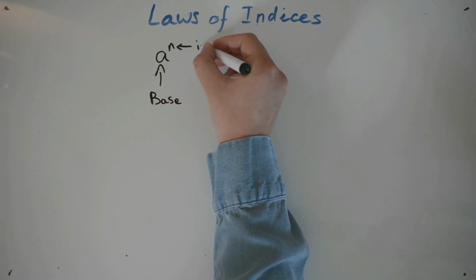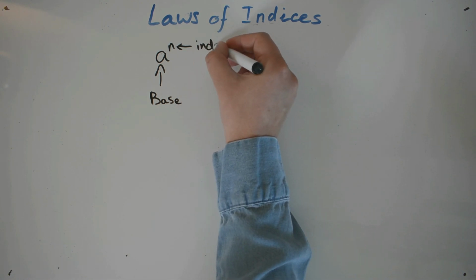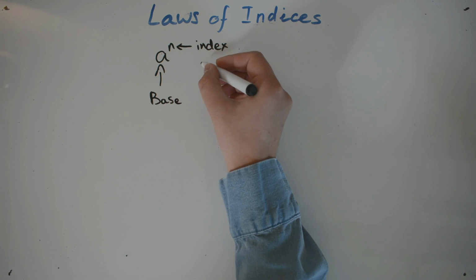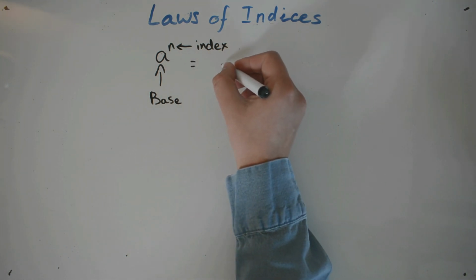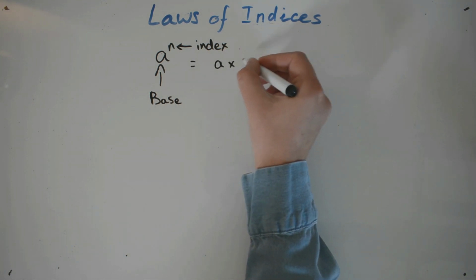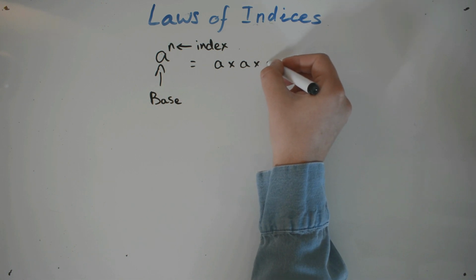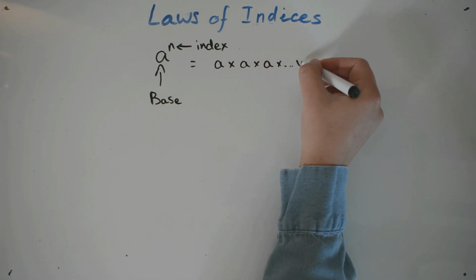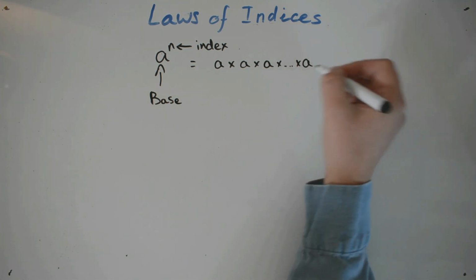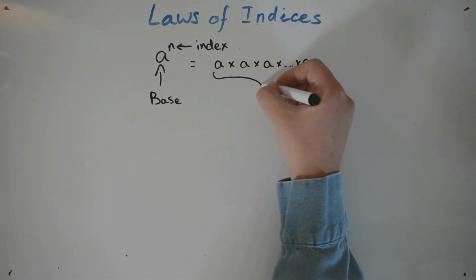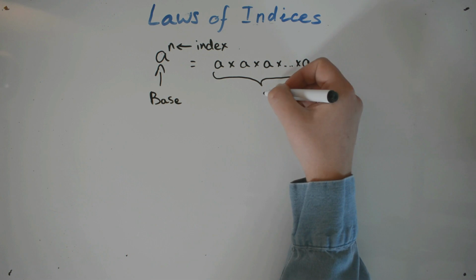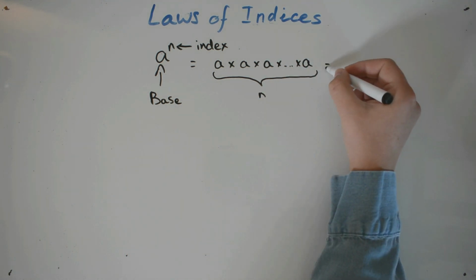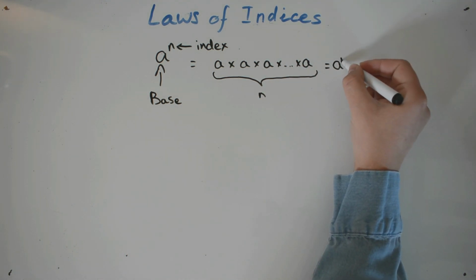Okay, so what does it actually mean? Well, a to the n is just n numbers of a times together. So we have a times a times a times many more a's. Okay, and there is n number of them, and we would write that as a to the power of n.